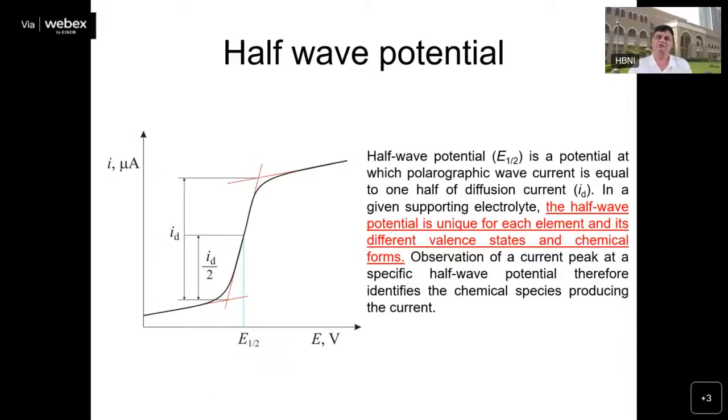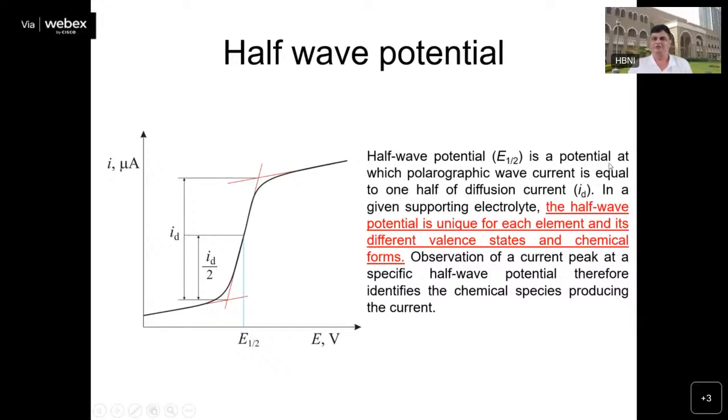Why? Because the half-wave potential is the potential at which the polarographic wave current is equal to one half of the diffusion current. This is the limiting current and this is the residual current, and this is how we evaluate one half of the diffusion current.